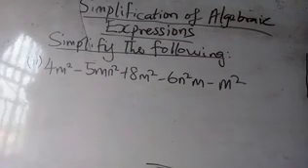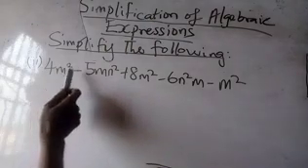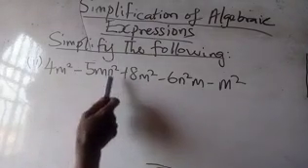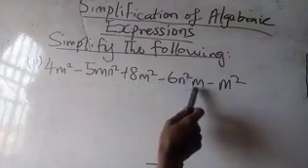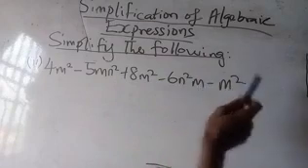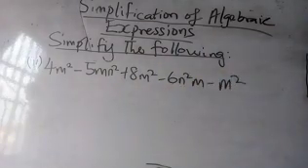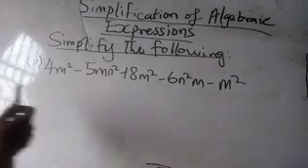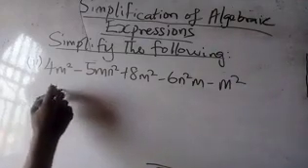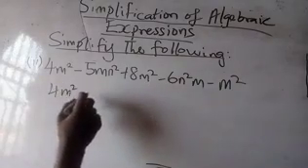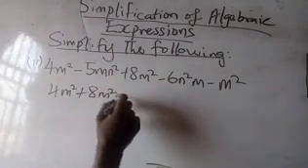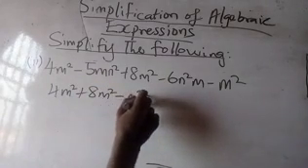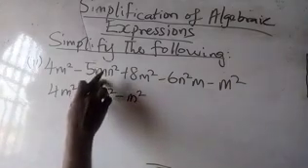Let us attempt to solve the one on the board as well. We have 4m squared minus 5mn squared plus 8m squared minus 6m squared n minus m squared. So let's look at terms that look alike. We can see that 4m squared looks alike with 8m squared and minus m squared.